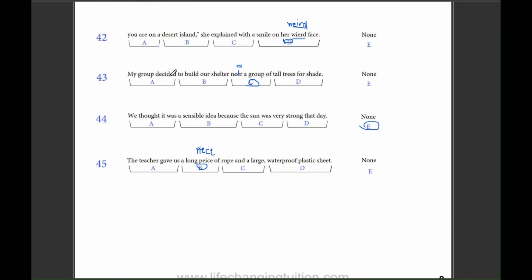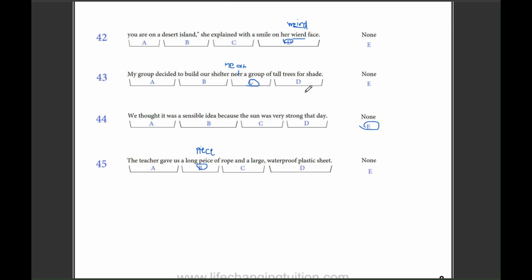The phrase we are examining is, quote, build our shelter near a group of tall trees, close quote. The choices are A, build our, B, shelter, C, a group of tall trees, and E, none. We can see that it's not E, none, because there is indeed a mistake. Specifically, C is wrong. So the correct answer is C, near. The explanation tells us that the correct spelling for this word is near, not near.